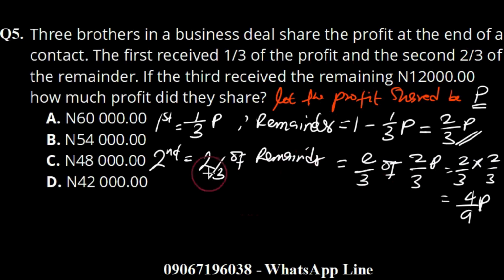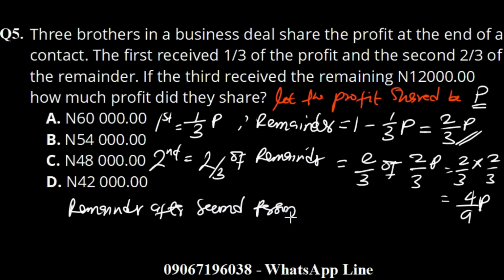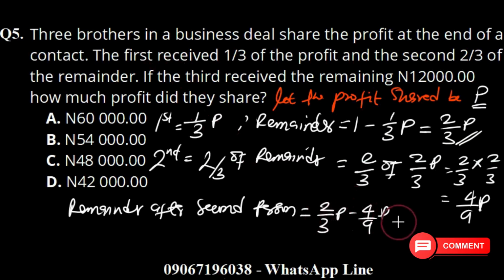So let's look at the remainder after the second person. So let's say the remainder after the second person is going to give us 2/3p minus 4/9p. So let's do this mathematics. What are we going to get?